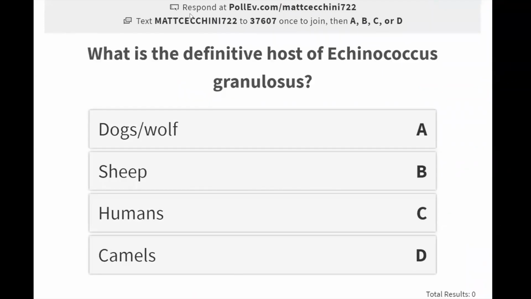We had a question in the chat about whether those are hooklets. Yes, those are the hooklets that I was describing that have that refractile appearance, so great to point that out. The next question is, what is the definitive host for Echinococcus granulosus? Is it A, dogs/wolves? B, sheep? C, humans? Or D, camels?